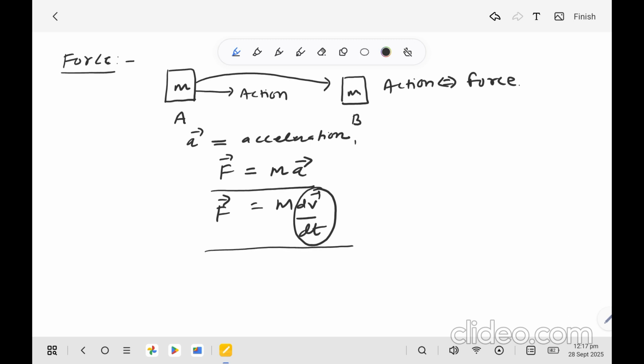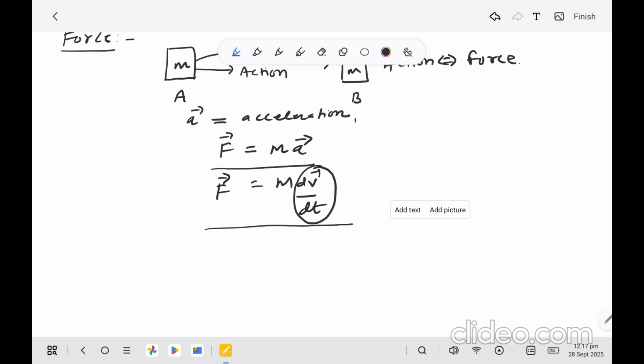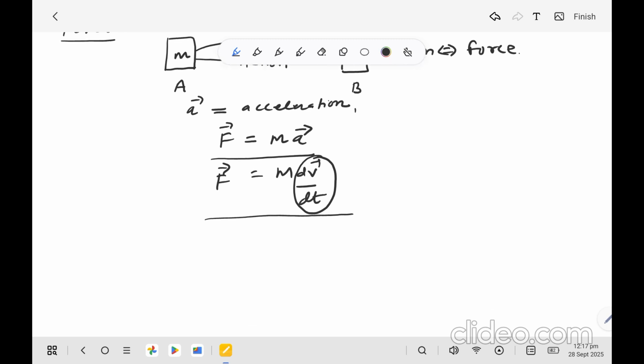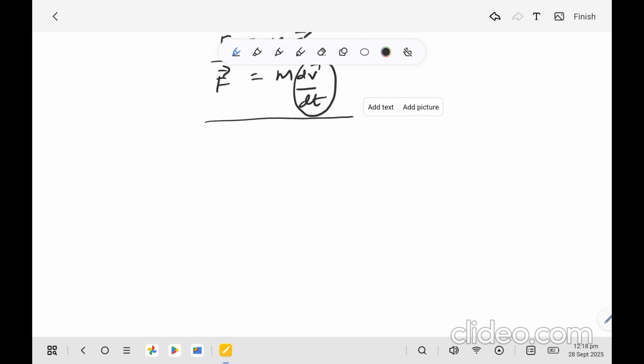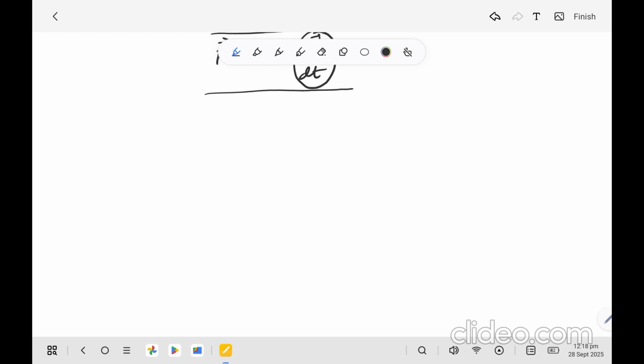Okay, so the concept of the force is not new. That's why I'm not discussing it in detail. So now let's move to a new topic or new definitions. So, line of action.